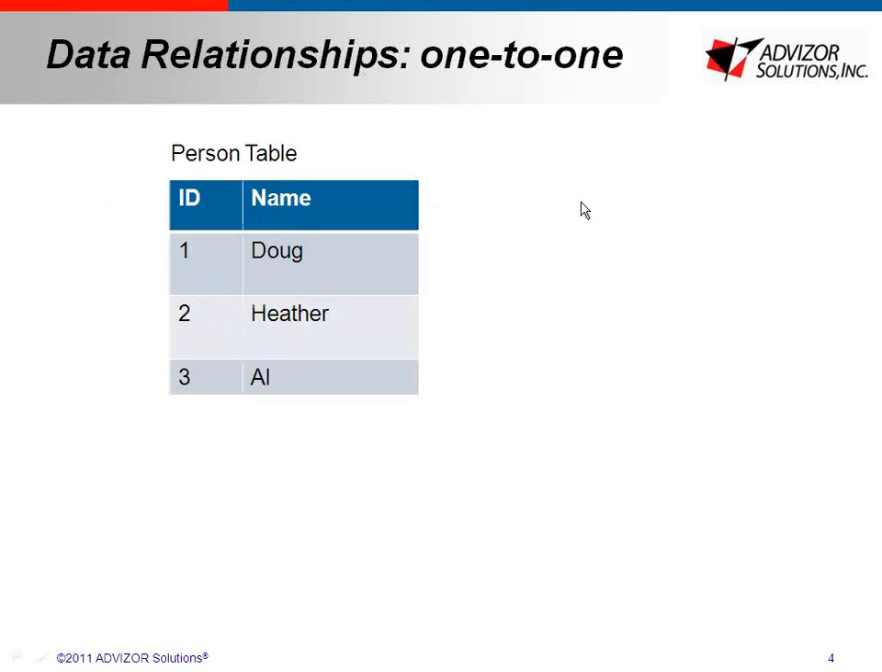So let's talk about some of the data relationships within ADVIZOR, because when you're thinking about how you want to exclude data, the most important thing to think about is the data relationships that you're dealing with. So in our person table, I said we have 3 rows. We have 3 people that were surveyed, Doug, Heather, and Al, and each of those people has 1 row in the data. So Doug is here with his ID number, I have my ID number, and Al has his. So this is a one-to-one relationship because each person only has 1 row of data in this particular table.